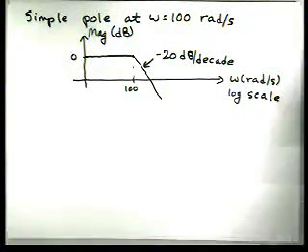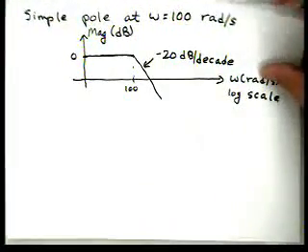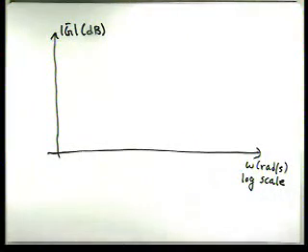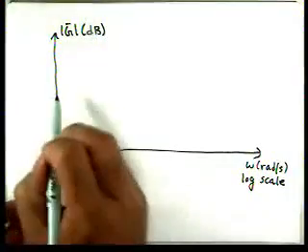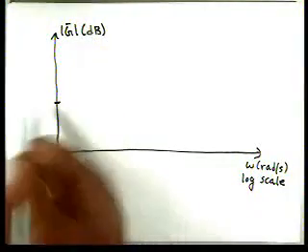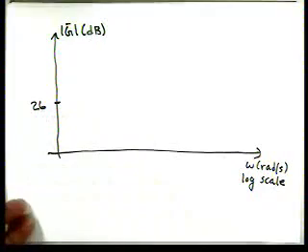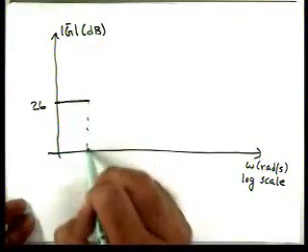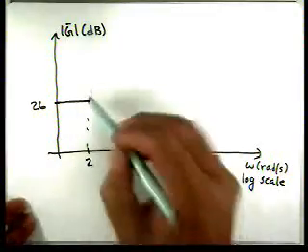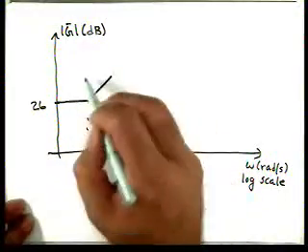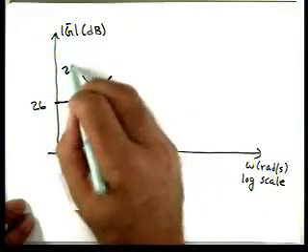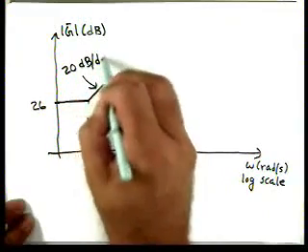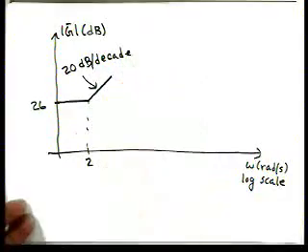So now, let's sketch the plot for all of those for that function. We'll start off at 26 dB. That's where our constant is. And we stay at that until we get to omega equal 2. At that point, our plot breaks up at 20 dB per decade. That's where the simple zero turns on.